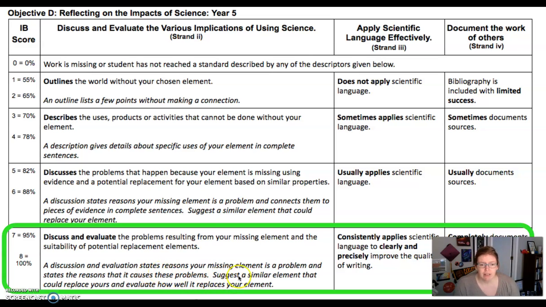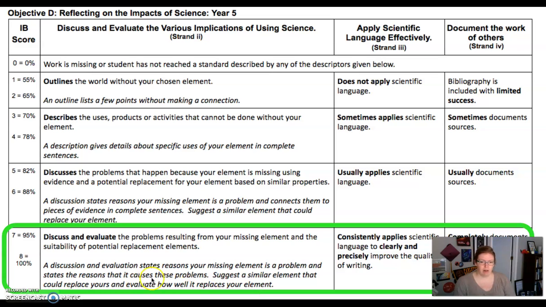And then the other part of getting an A here is suggesting a similar element that could replace yours and evaluate how well it replaces your element. So, for example, oxygen is a gas that we can breathe here in the atmosphere. And there's another gas in the atmosphere called nitrogen. And nitrogen is pretty similar to oxygen. So in my creative story, I might say that people tried to see if they could replace what we breathe with nitrogen instead of oxygen.